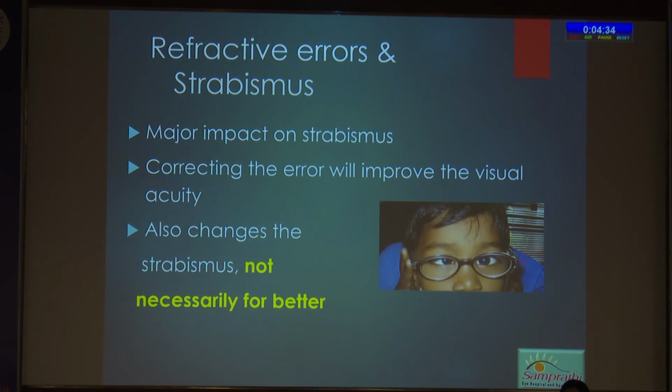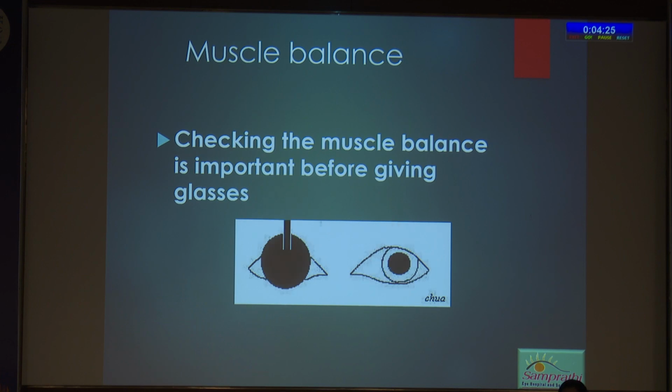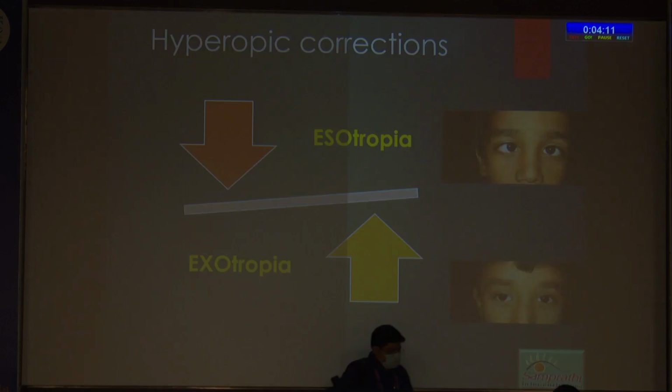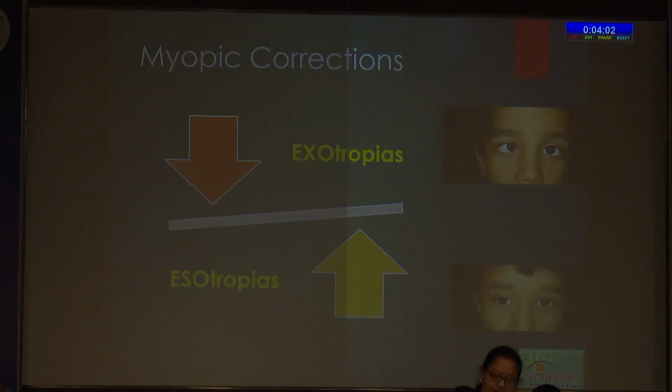It's also important to remember that refractive error correction alters the strabismus and always may not be for the better. So sometimes you may have an opposite effect. That's why it's always very important to check the muscle balance in each and every child before you give the refractive correction. Hyperopic corrections decrease the esotropia, whereas they can increase the exotropia, whereas myopic corrections will decrease the exotropia and increase the esotropia. This has to be remembered anytime you are prescribing glasses to any child.